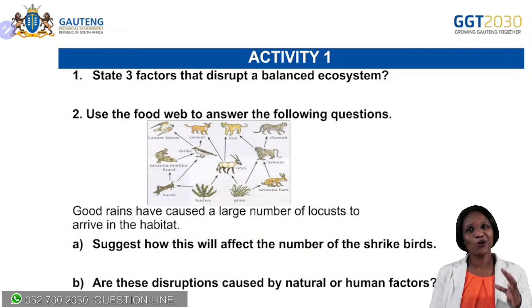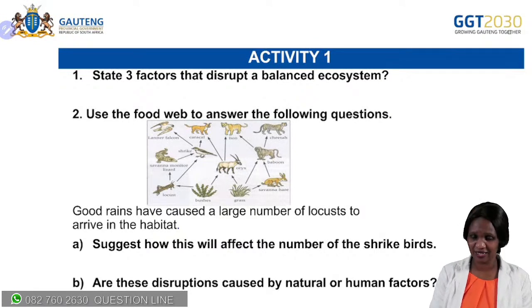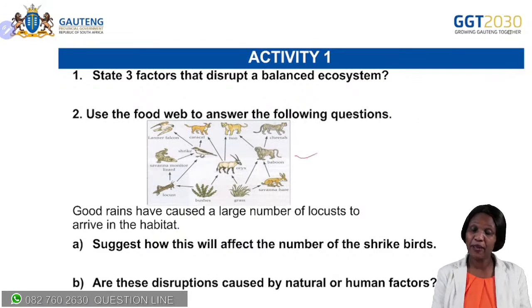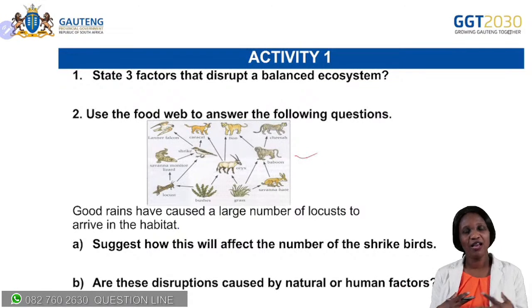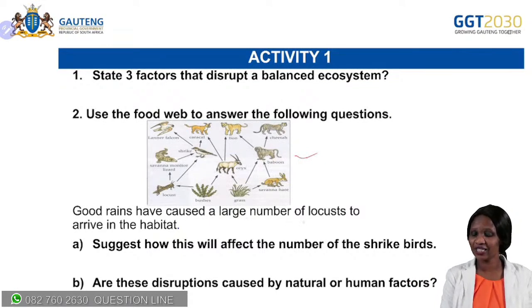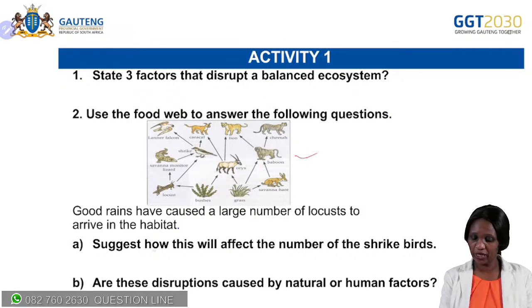And then we are going to write an activity, grade 8. Question number 1 says, state 3 factors that disrupt a balanced ecosystem. Question number 2, use the food web to answer the following questions. We've got a food web here. Remember, when we are talking about a food web, we are talking about different food chains, all right, that are linking. And then good rains have caused a large number of locusts to arrive in the habitat. Question number 2A, suggest how this will affect the number of the striped birds. B, are these disruptions caused by natural or human factors?